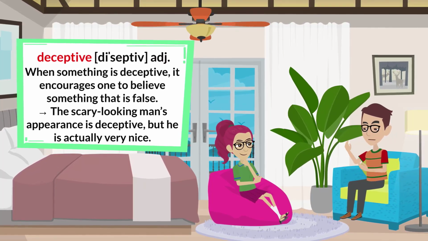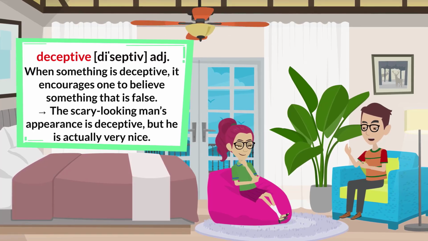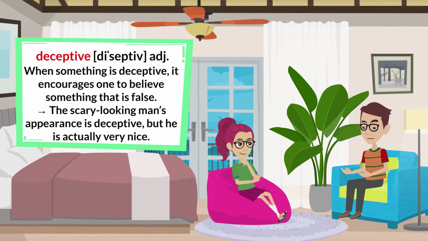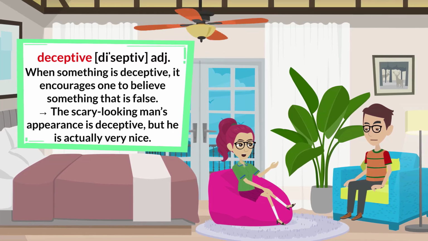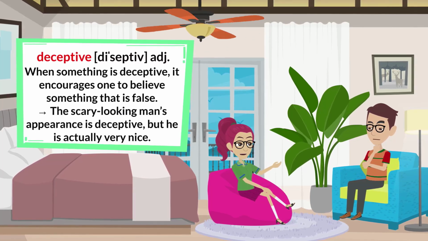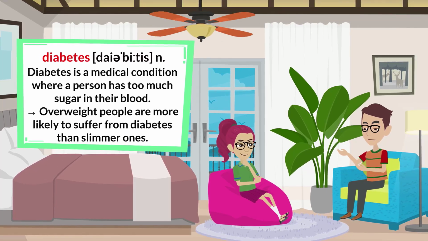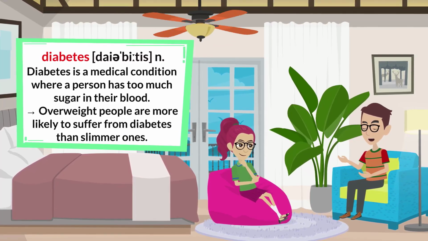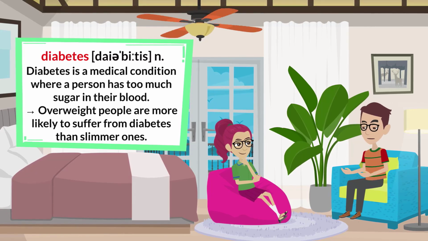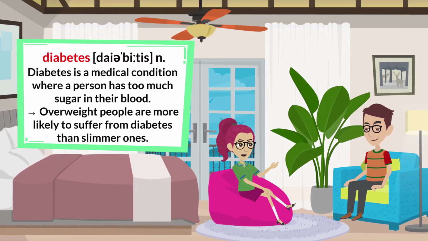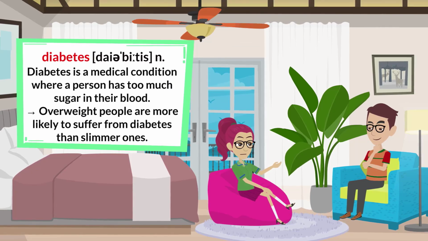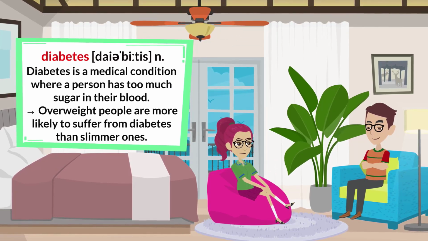Deceptive. When something is deceptive, it encourages one to believe something that is false. The scary-looking man's appearance is deceptive, but he is actually very nice. Diabetes. Diabetes is a medical condition where a person has too much sugar in their blood. Overweight people are more likely to suffer from diabetes than slimmer ones.